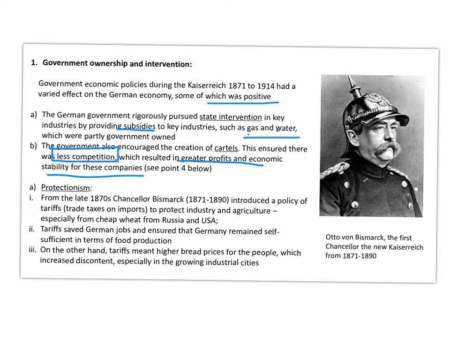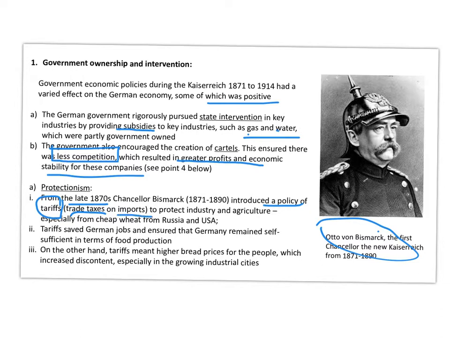Okay, protectionism. Now, this is another example of how the German government intervened. This was a feature under Bismarck, the first German Chancellor, Otto von Bismarck, from the late 1870s. We'll look at this more when we do the first depth study. But basically, protectionism is a policy of introducing trade taxes that we call tariffs. That's a key word, on imports.